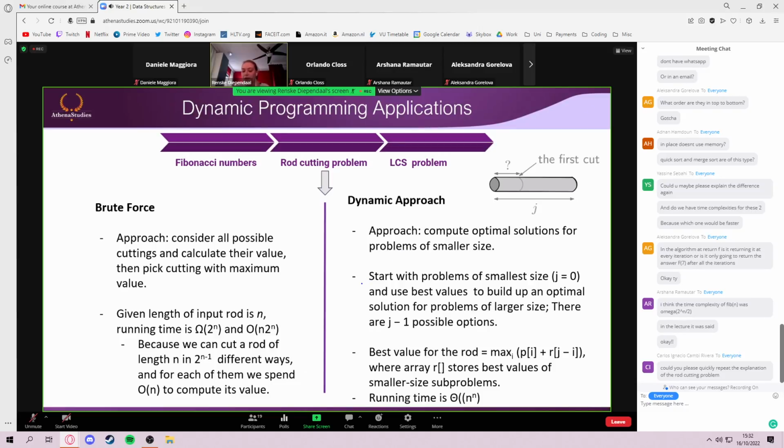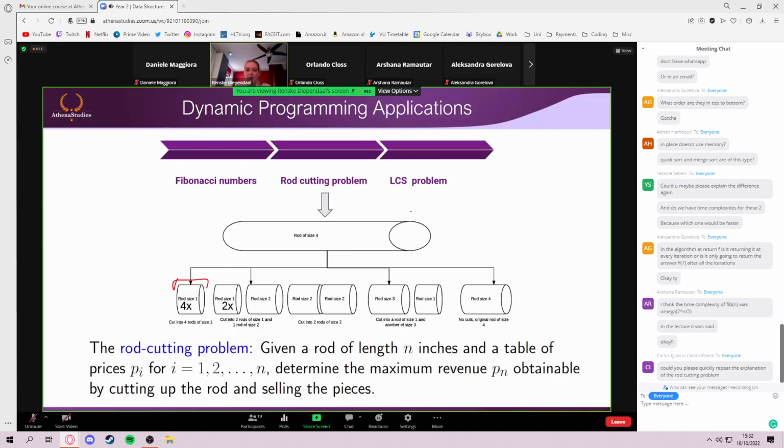Oh, sorry, could you please repeat the explanation of the rod cutting problem? Yeah. Okay, so I'm a big company and I sell rods. I have this rod of size 4 and I can cut it into different pieces, any size I want. I can make 4 rods of size 1. I can make 2 rods of size 2. I can make a rod of size 1 and a rod of size 3, like this.